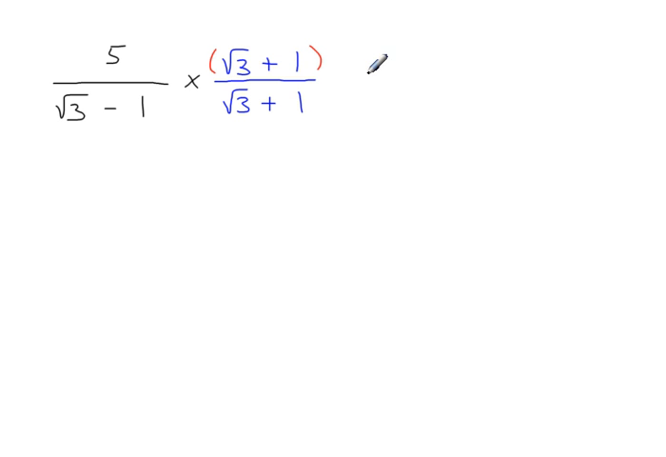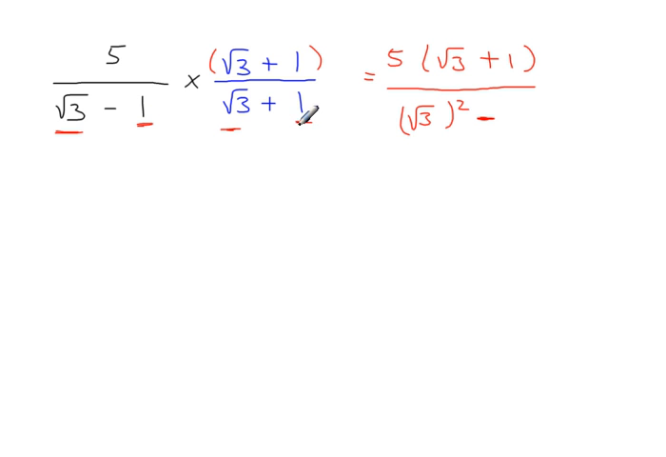multiplying the numerators together gives this. And along the bottom we've got the difference of two squares. So take the first term and square it. So there's root 3 squared. And it's the difference of two squares, so that's going to be a minus. Take the second term and square it. And now we can simplify all of this.